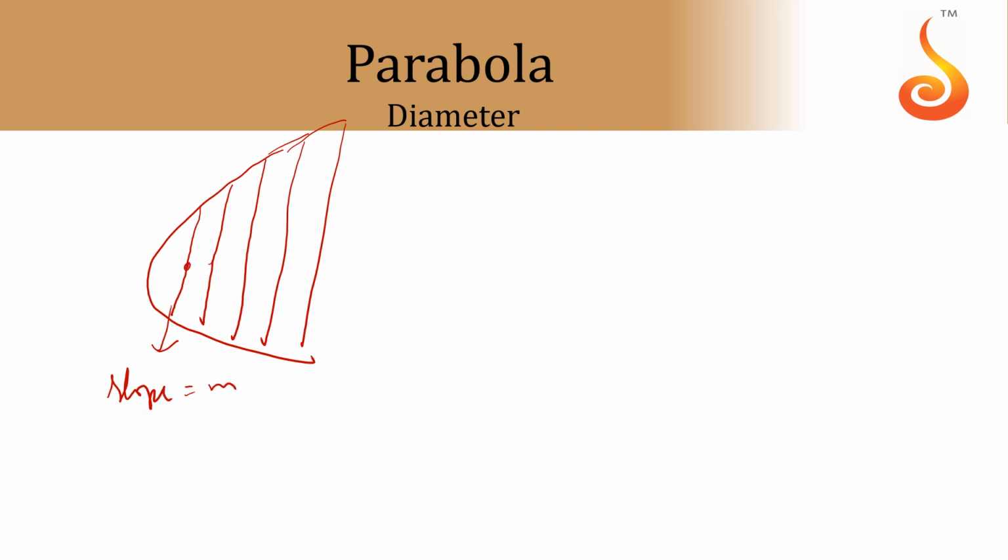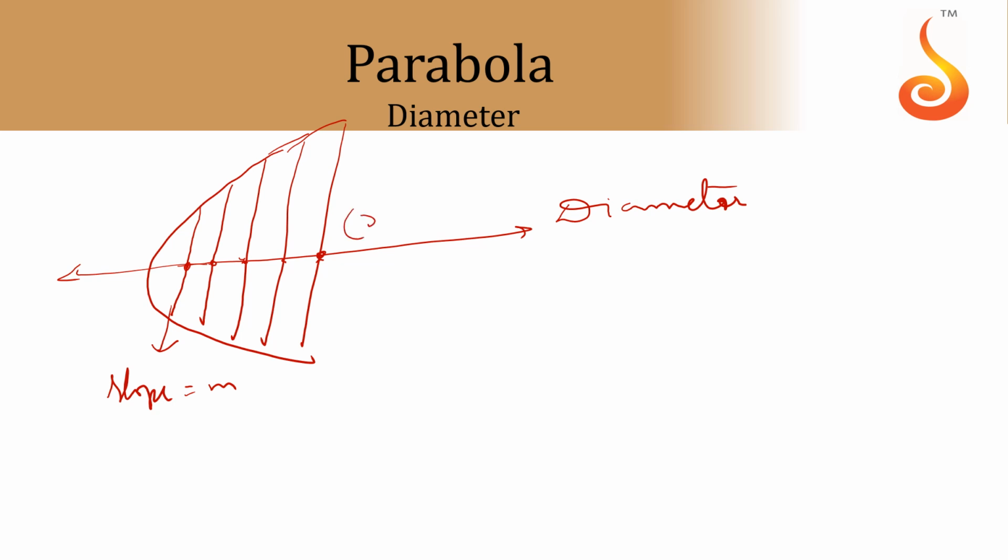So let us take the midpoints of these parallel chords. This is the locus of the midpoints of the parallel chords. This is called a diameter. So diameter is the locus of midpoints of parallel chords.